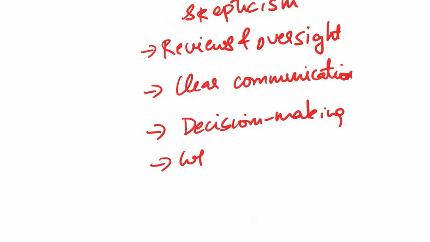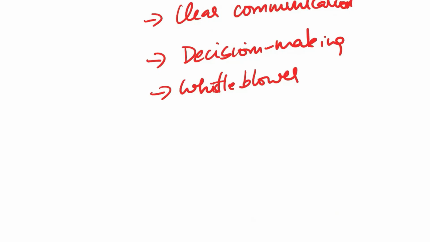Next one is whistleblower mechanism, which is nothing but to ensure that there is a mechanism for staff to report concerns about any actions that may compromise independence, such as management interference. Encourage staff to use the mechanism without fear of retaliation.